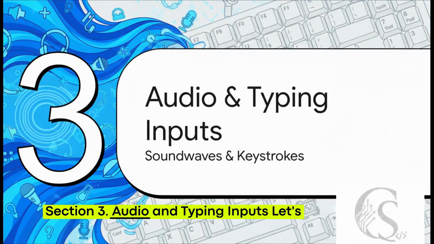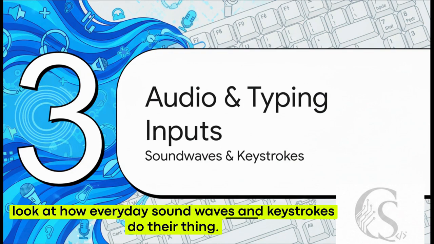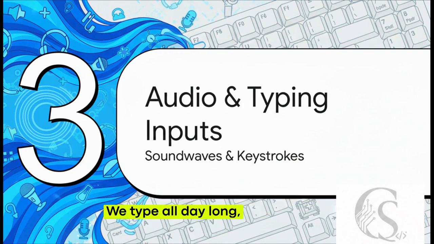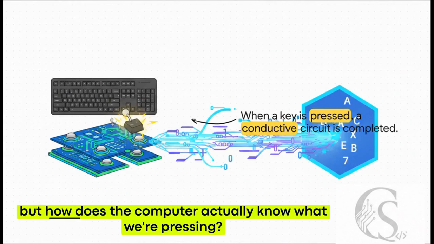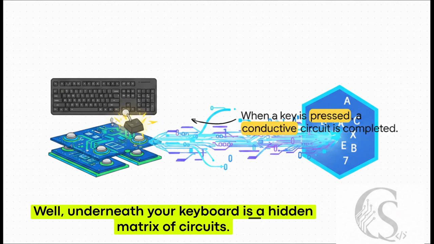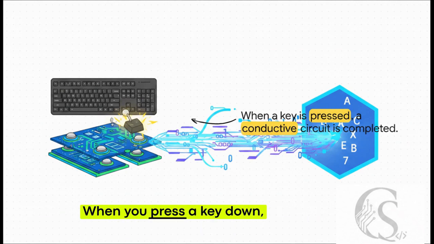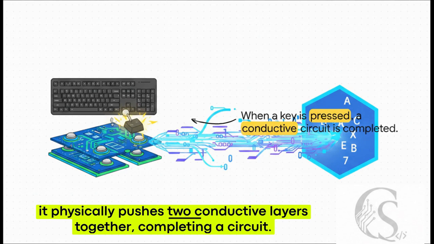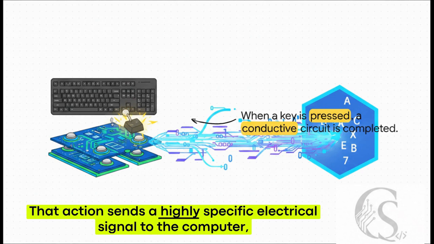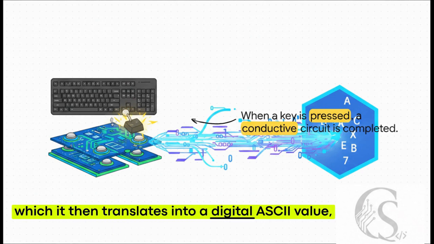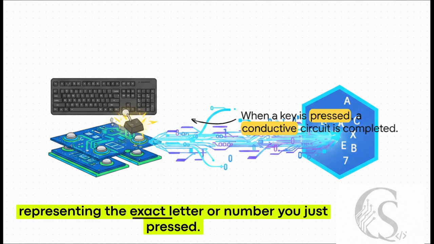Section 3. Audio and typing inputs. Let's look at how everyday sound waves and keystrokes do their thing. We type all day long, but how does the computer actually know what we're pressing? Well, underneath your keyboard is a hidden matrix of circuits. When you press a key down, it physically pushes 2 conductive layers together, completing a circuit. That action sends a highly specific electrical signal to the computer, which it then translates into a digital ASCII value representing the exact letter or number you just pressed.